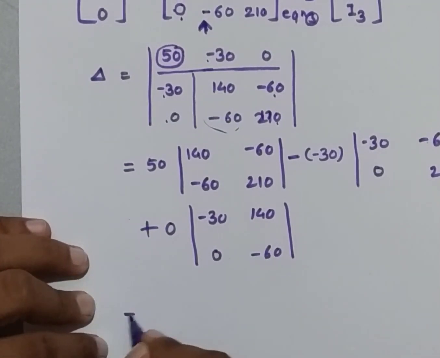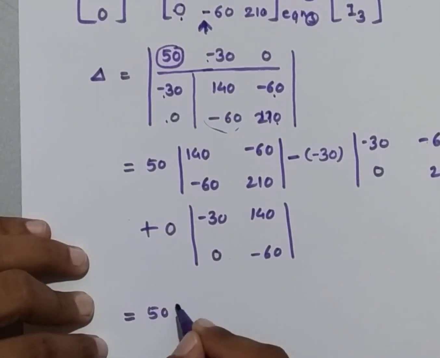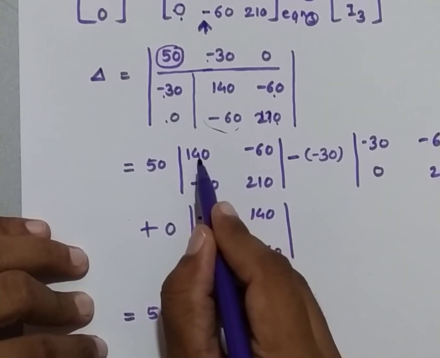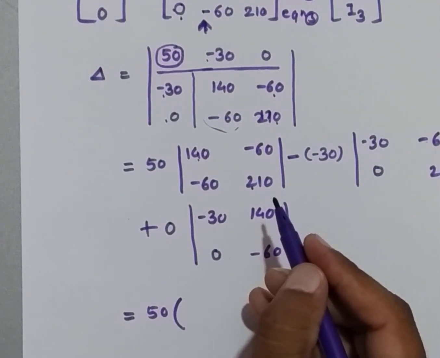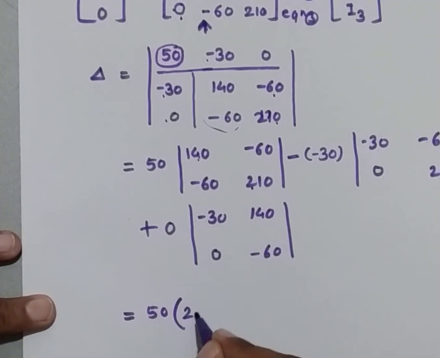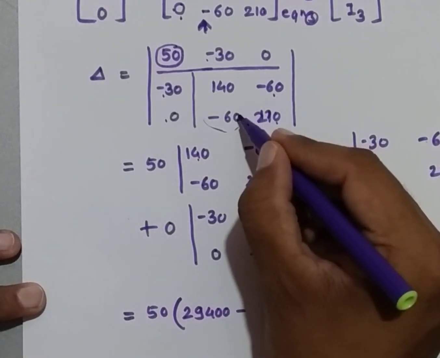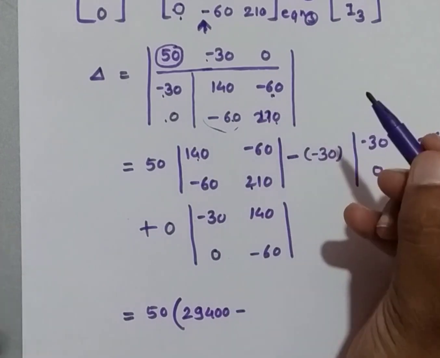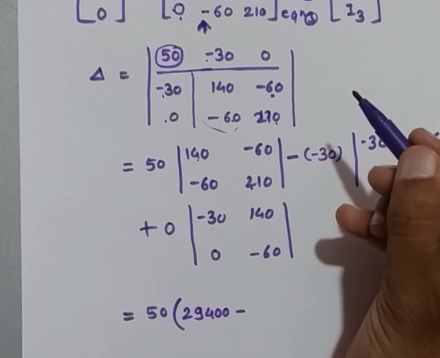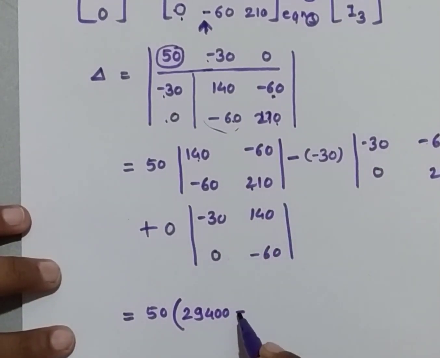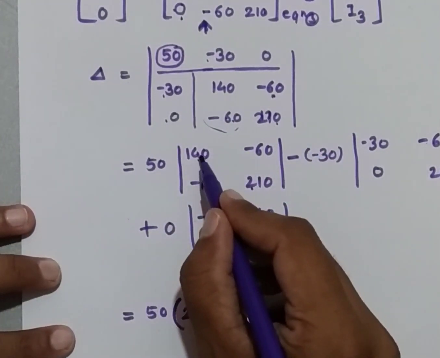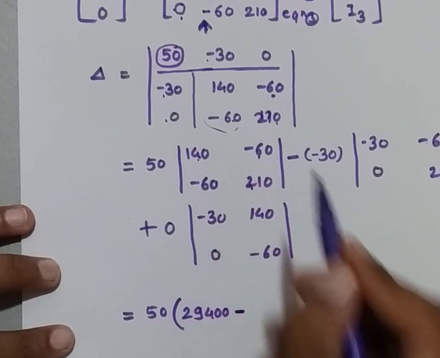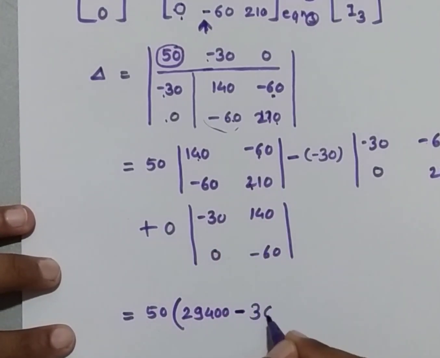Now simplify this. 50, now 140 into 210, that is coming as 29400, minus minus 60 into minus 60, which is going to become plus 3600. Again you have to do the subtraction of these two multiplications: multiplication of this minus multiplication of this. So 3600.